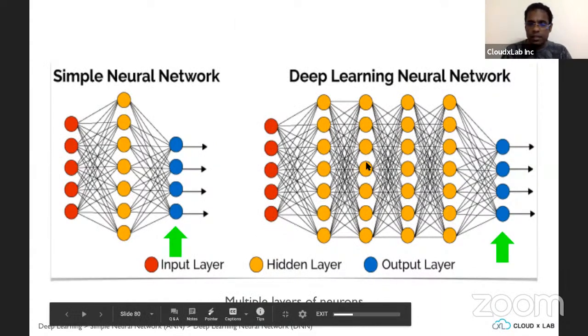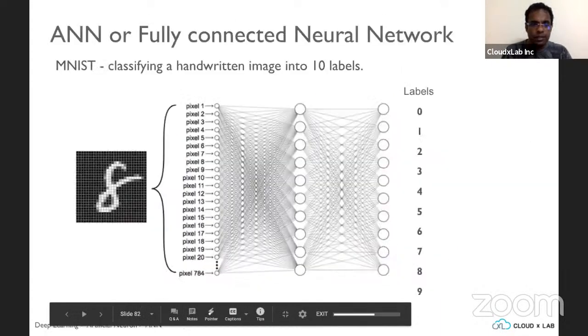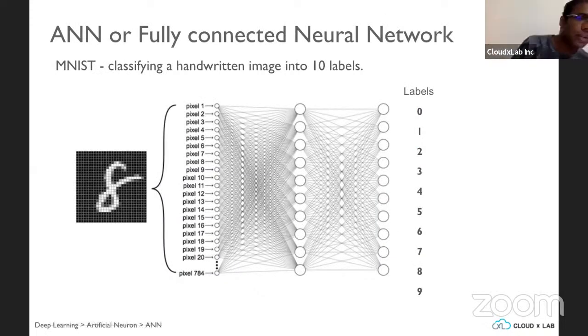So yeah, as I said, these are the output layers. Okay, so now let's talk about a first example of computer vision. One of the biggest data sets in computer vision is this data set called MNIST.